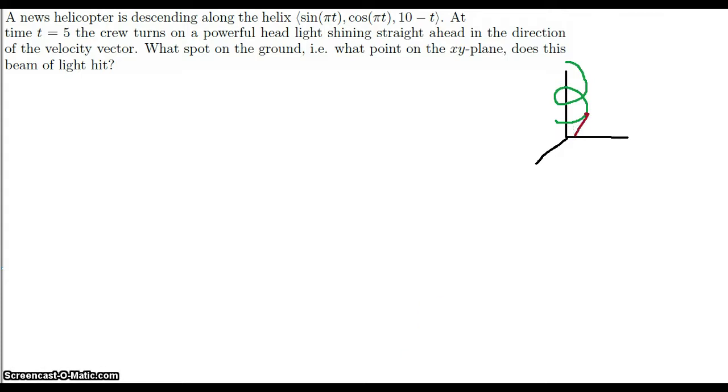They shine a light in the direction of the velocity vector. Now this light's going to come down and hit the ground, which is the XY plane someplace. And the question is, where? Find the point here where it hits the XY plane. Alright, great.